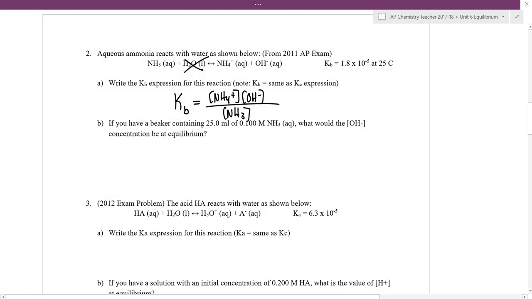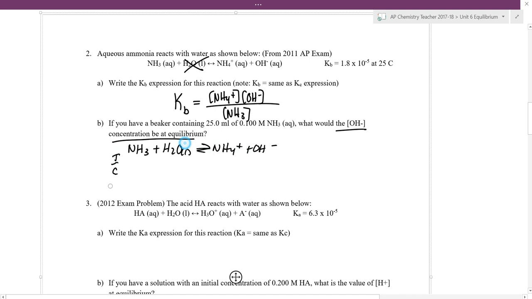Okay, and then the question is, what is the hydroxide concentration at equilibrium? So I'm going to set up an ice chart. Any equilibrium calculation I'm going to do, I can always set up an ice chart to solve it. I'm going to ignore water because that's left out of my K expression. And I put in here what we know.